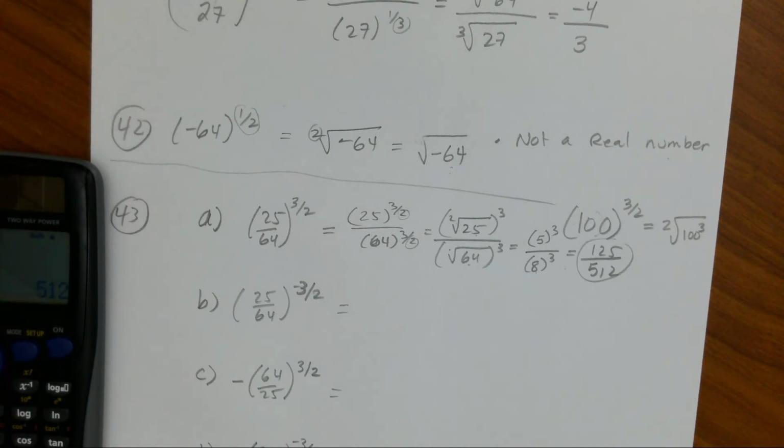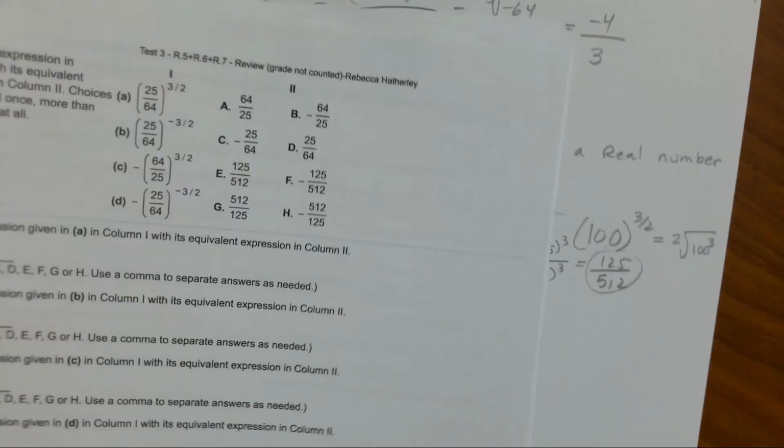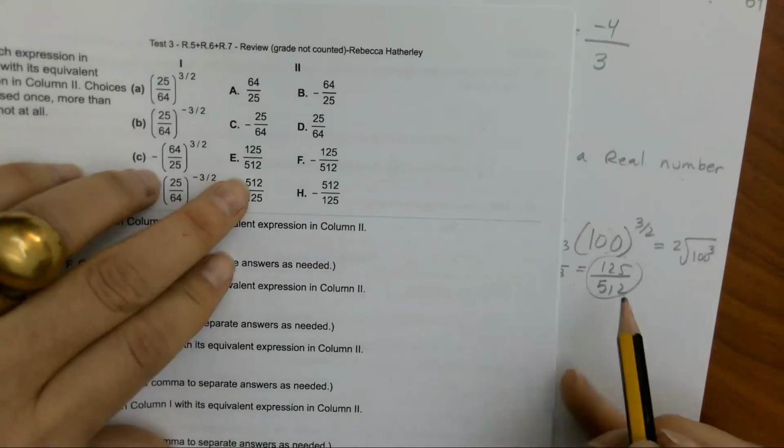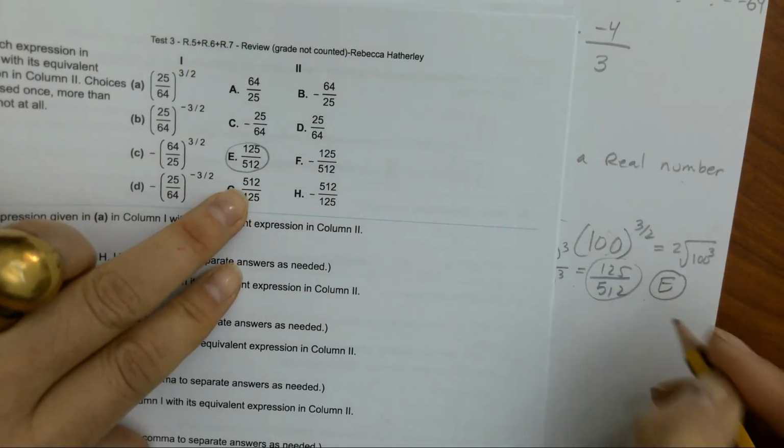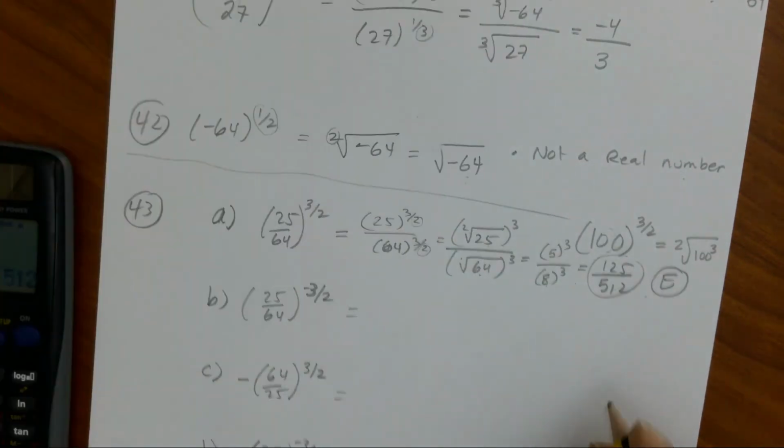What question am I on? 43. Let's see. I just printed out the question. So it says here, so I'd put my answer is E for this one. Okay, let's do the next one.